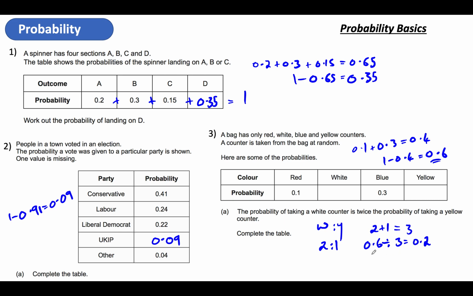Each share is worth 0.2, which means yellow has one of those shares, so 0.2 on this side. White has 2 of those shares, so it's 2 lots of 0.2, 0.4. One side is twice the other, and that's the probabilities. They all add up to 1. Probability and proportion are basically the same thing.